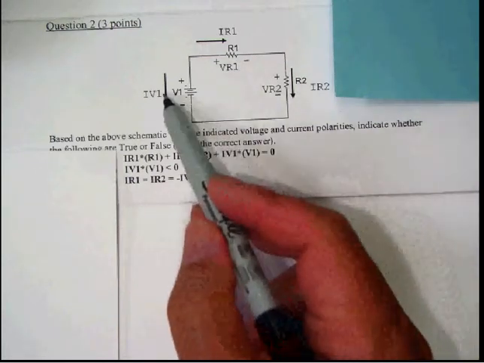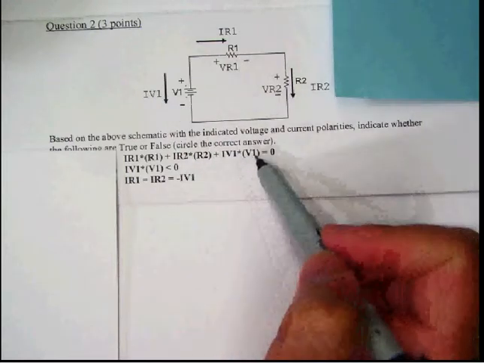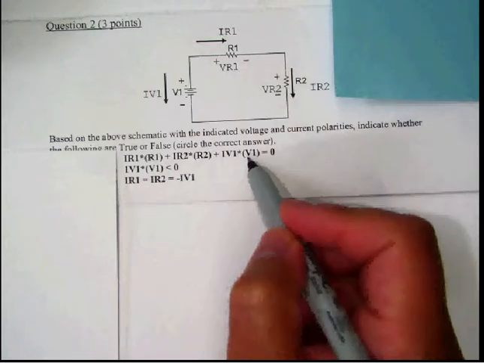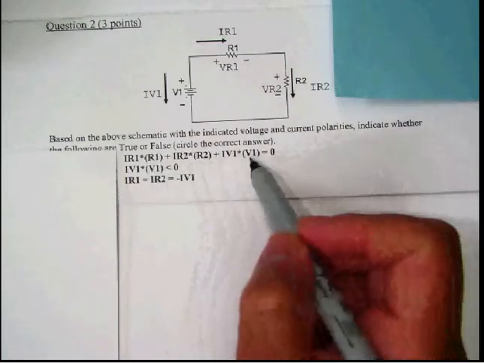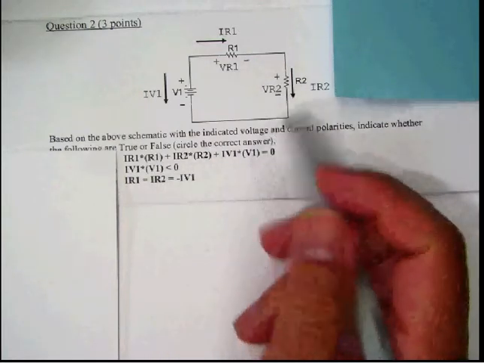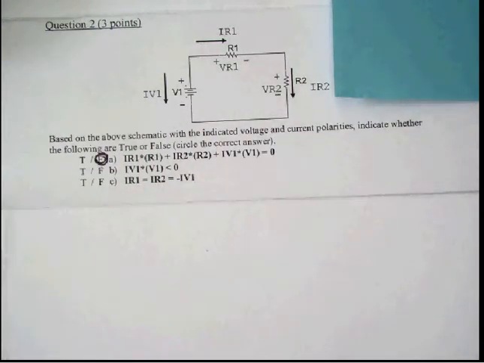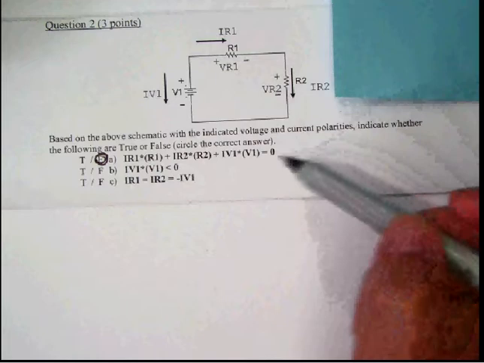But then we've got a current IV1 times a voltage V1. A current times a voltage is not voltage, so automatically statement 1 cannot be true. And you'll see that I've already marked that because this is my second try at this video.